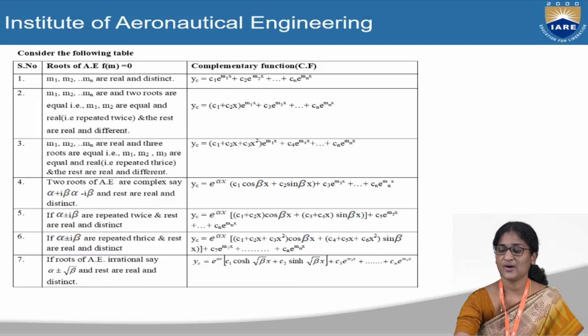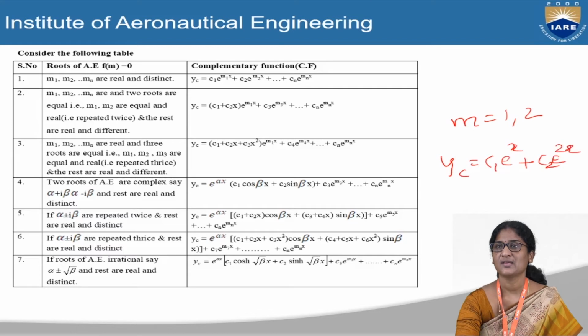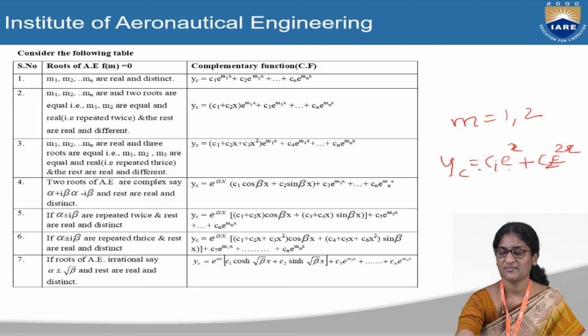Suppose you have m equal to 1 and 2 as the roots. Then what is the complementary function? yc is equal to c1 e to the power of x plus c2 e to the power of 2x. So 1 is nothing but the coefficient here, and 2 is nothing but the coefficient here, alpha and beta: c1 e to the power of alpha x plus c2 e to the power of beta x. As many roots as you get, that many constants you write, and the sum of these terms represents the complementary function for real and distinct roots.